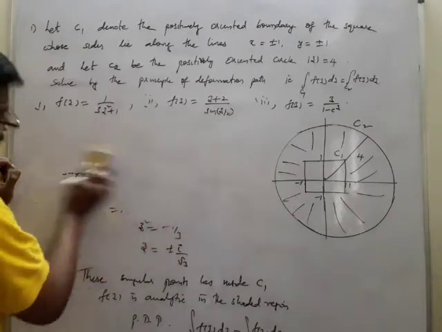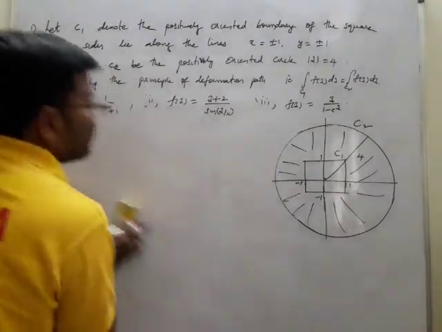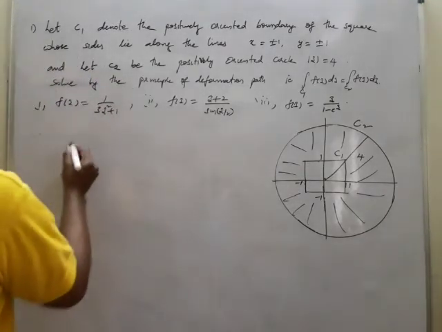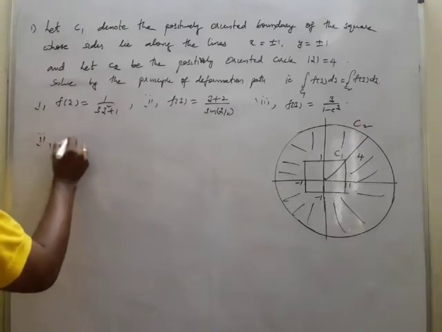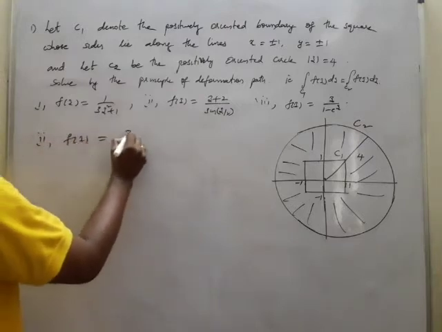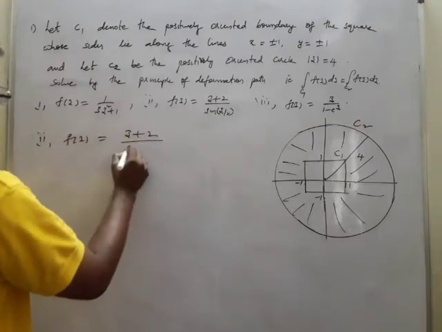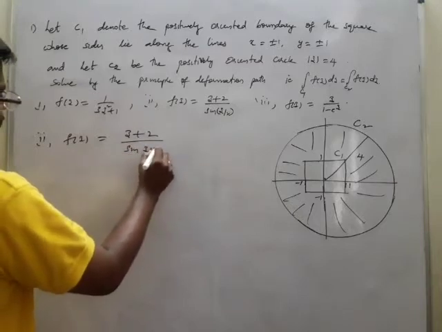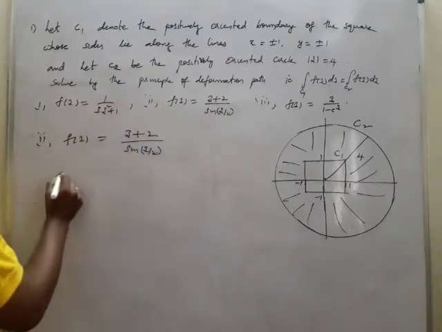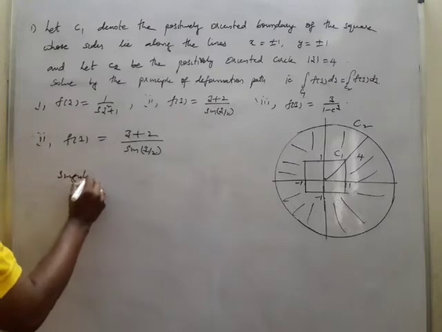Now the second one. What about the second? Second problem: f(z) is equal to (z plus 2) by sine(z by 2). Now, the singular points of f(z).